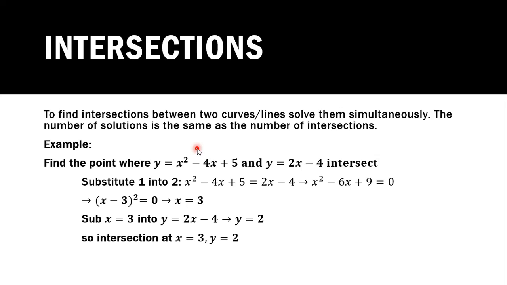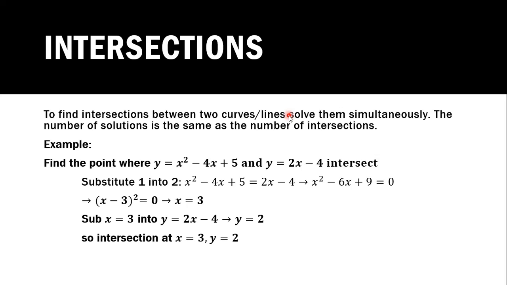So intersections is the next thing to cover. This isn't as much a method of solving the equations, it's more of a type of question you may be asked, a reason to be able to solve simultaneous equations. Find intersections between two curves or lines, solve them simultaneously. The number of solutions is the same as the number of intersections. So basically when you're solving these simultaneous equations, you're finding the intersections between the lines.